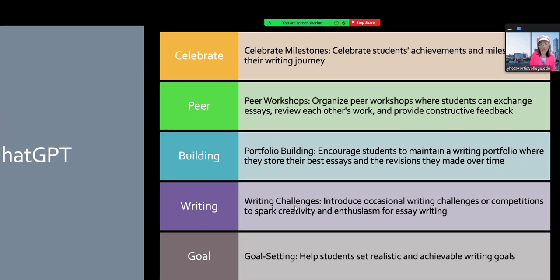Celebrate milestones, have peer workshops, portfolio building. In other words, that's just what I said. You encourage students to maintain a writing portfolio where they store their best essays and revisions they made over time. Introduce occasional writing challenges or competition to spark creativity and enthusiasm for essay writing.